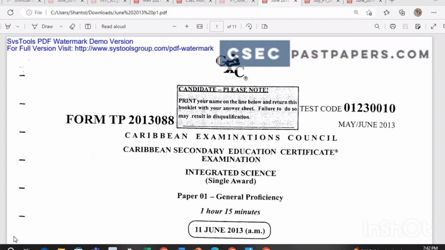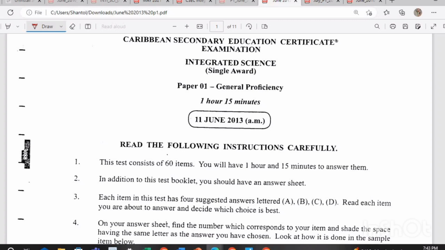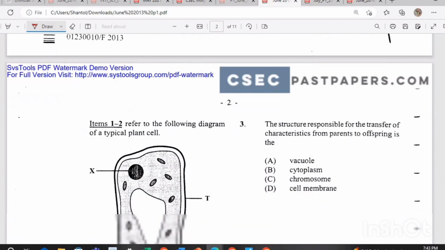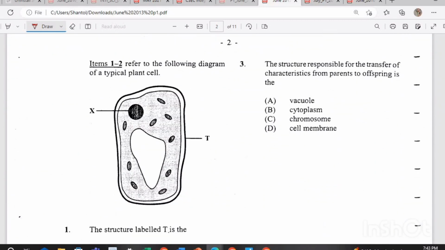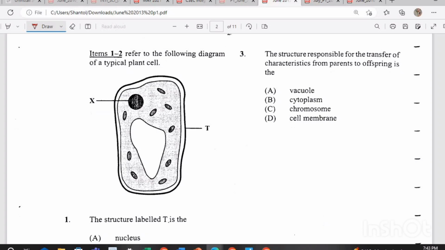Exams are near. We'll be looking at the CSEC Integrated Science Paper 1 for 2013. So let's see what we can do with this paper. Alrighty guys, let's go. Question 1. Items 1 and 2 refer to the following diagram of a typical plant cell.